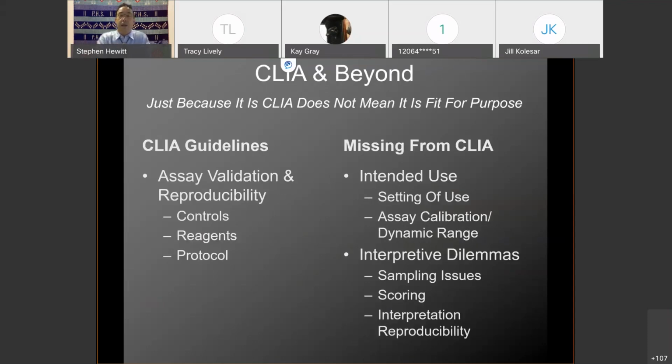Just because it's CLIA does not mean it's fit for purpose. CLIA is very focused on the assay, not necessarily on the test, because its focus is on reproducibility, controls, reagents, and protocols. It doesn't include the concepts of intended use, the setting of use, doesn't really address dynamic range, and it certainly doesn't address the interpretive dilemmas of sampling, scoring, and reproducibility of interpretation.